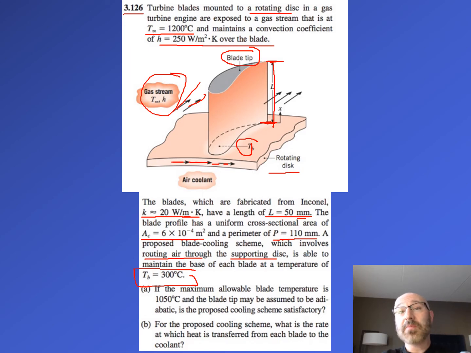So with this problem, they ask us to solve for two separate things. In part A, the maximum allowable blade temperature is 1050 degrees Celsius, and the blade tip may be assumed to be adiabatic. Is the proposed cooling scheme satisfactory? So they need us to answer that question. Part B: for the proposed cooling scheme, what is the rate at which heat is transferred from each blade to the coolant? So we need to find that rate in part B.